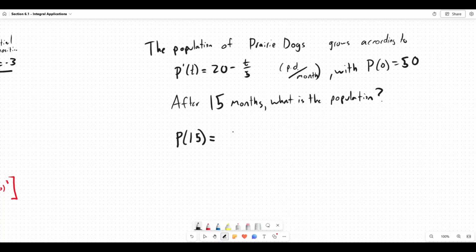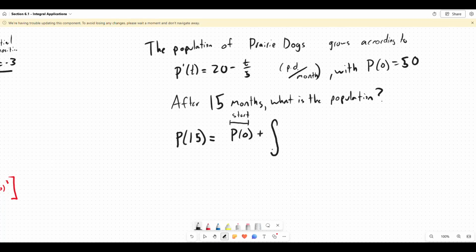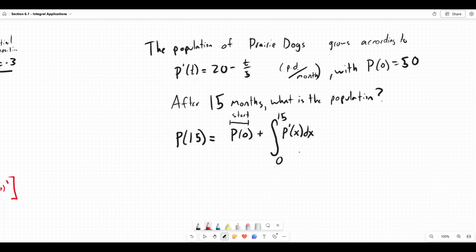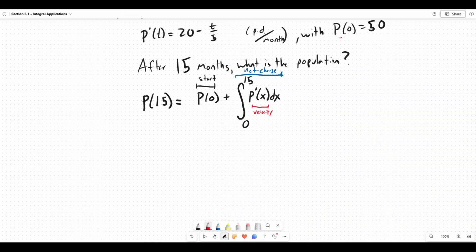Well, P of 15 is going to be P of 0, the starting or initial population, plus the net change from the beginning to the 15th month mark. So here is our, and again, I'll call it a velocity. Please note this is not a speed, it's just a rate of change. But the important thing is that we have a start and we have a net change. And that's really what this definite integral shows us. So let's just plug in what we know. We know P of 0 is 50.